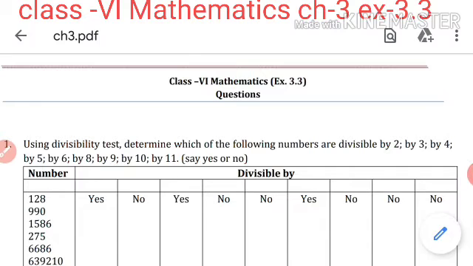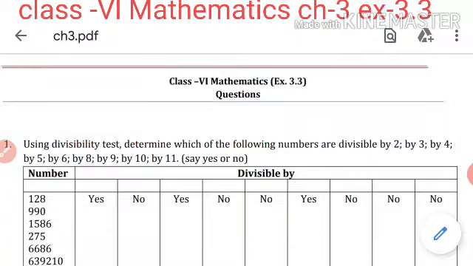In this video, I will cover class 6 math chapter number 3 exercise 3 points. For the previous video, if you want to visit the previous exercise solution, then you can go to my YouTube channel and you can get it from there.